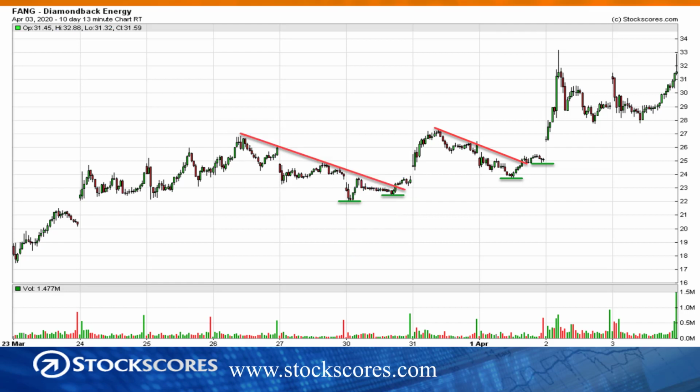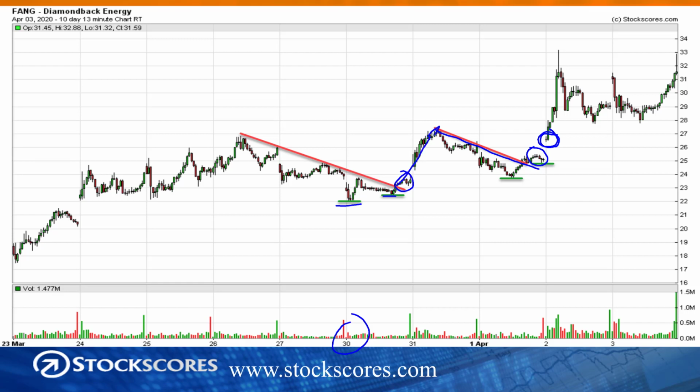All right, what we want to look for is a break of the downward trend line from a rising bottom. Very simple. And so on FANG, we had that on March 30th. And then we had another one either the afternoon of April 1st or probably more clearly the morning of April 2nd this past week. And you can see that these stocks then moved up quite nicely.